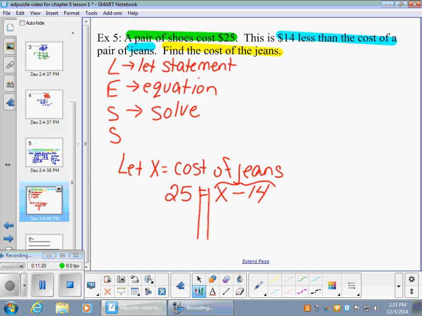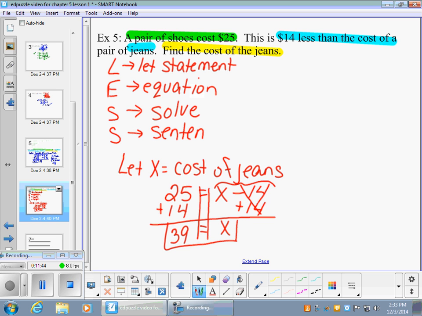It says x minus 14, so we're going to add 14 to both sides. A negative 14 plus 14 is 0. Bring down the x, bring down the equals. 25 plus 14 is 39. The last step is to write your sentence. The question asks, find the cost of the jeans. The jeans cost $39.